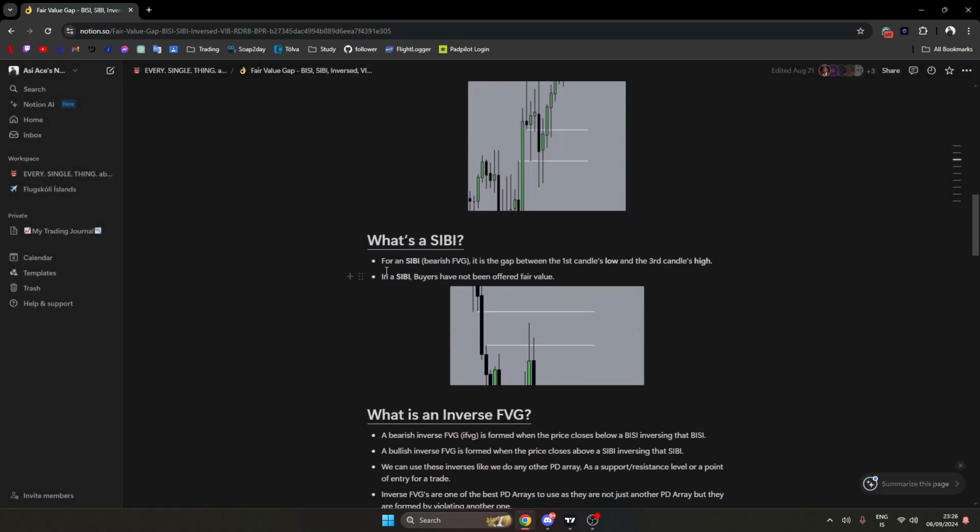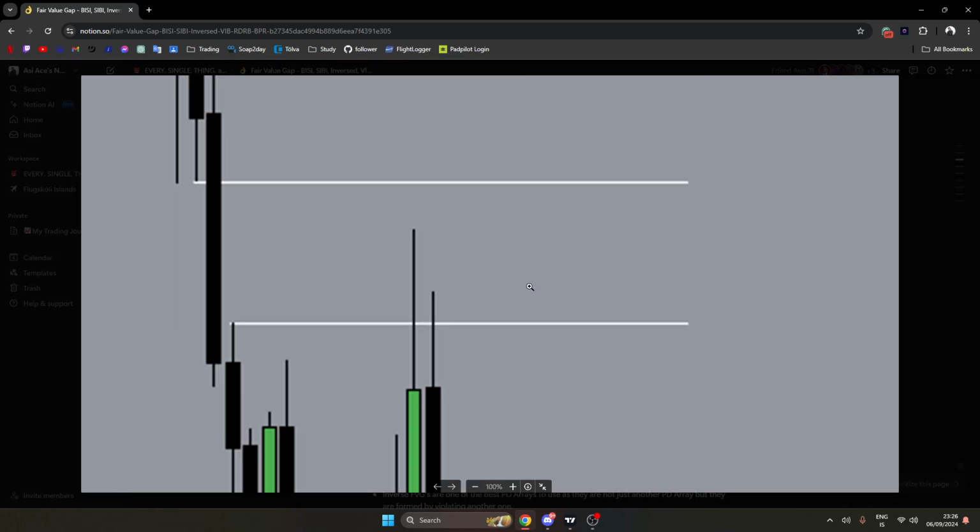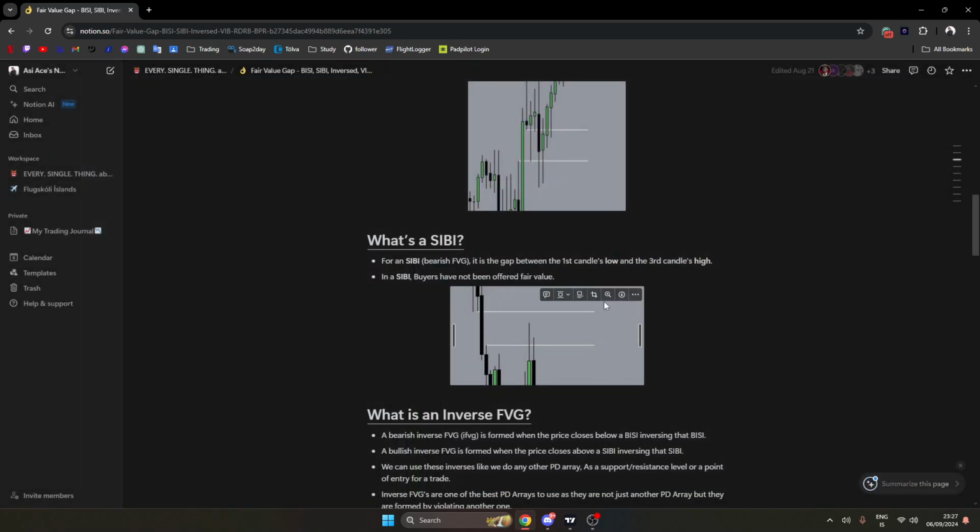What's a SIBI? A SIBI, a bearish fair value gap, is the gap between the first candle's low and the third candle's high. In a SIBI, buyers have not been offered a fair value. So this is the vice versa of a bullish fair value gap. The first candle's low, the third candle's high. You can see there are no wicks here, just the second candle's body. Once we trade into it, we continue lower.